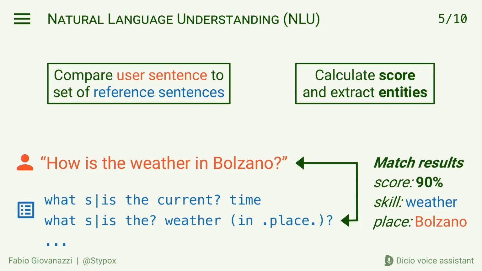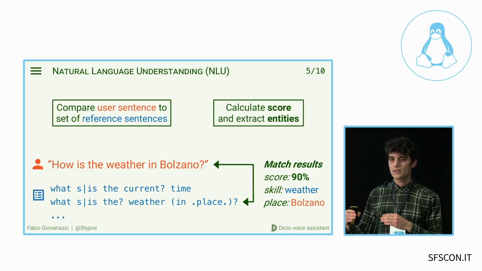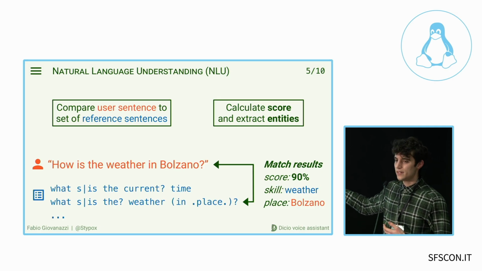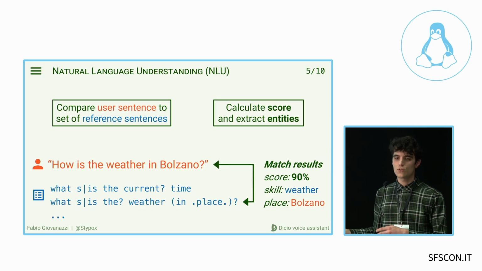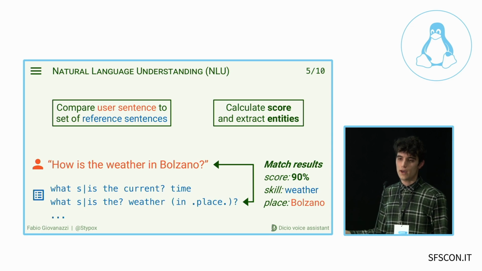I will focus more specifically on the natural language understanding unit. This is the part that takes in some user sentence, so what the user said, and tries to compare it with a bunch of reference sentences. These are sentences for which we know what they mean, and we try to understand which one matches the best. For example, we know that "what is the weather in somewhere" corresponds to the weather skill. So if the user says something similar, we can understand that we need to call the weather skill.